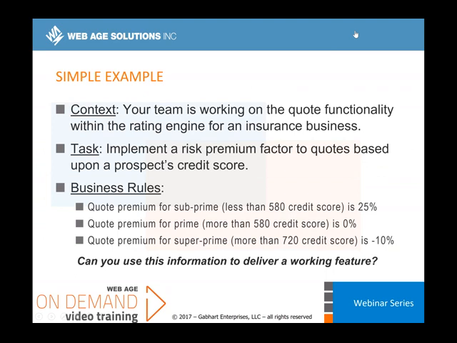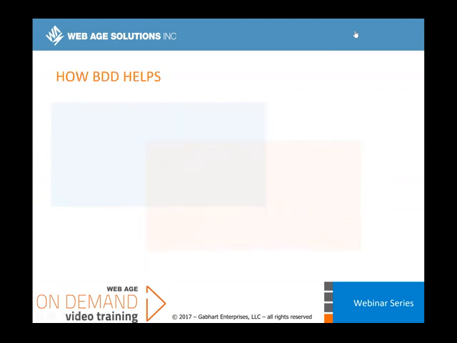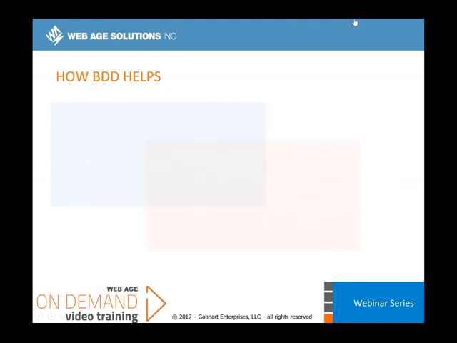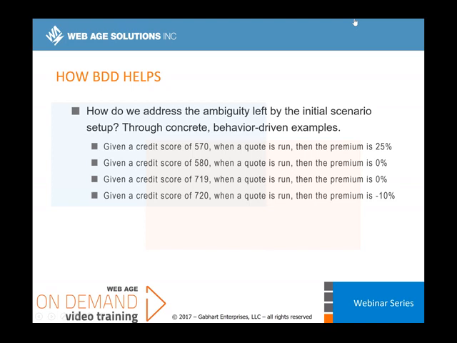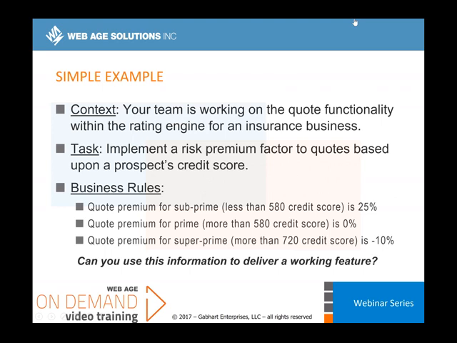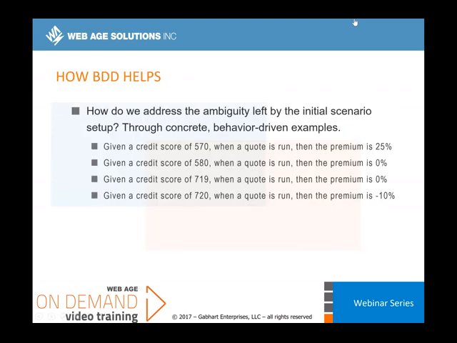But BDD argues that you do. Not because the boundary conditions don't matter, but because by working through concrete examples, that's actually how you achieve clarity. So the way to resolve the ambiguity is by calling it out and saying, okay, and you play this back to the business. You say, so given a credit score of 570, when a quote is run, then the premium is 25%. And you're probably pretty comfortable with that figure because they told you anything less than 580 is 25%. So really on that first one, we're just kind of getting validation.